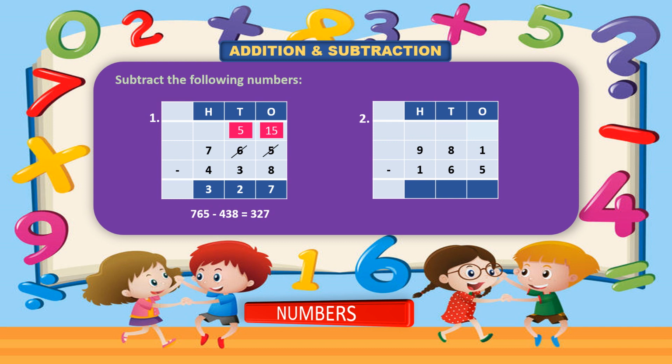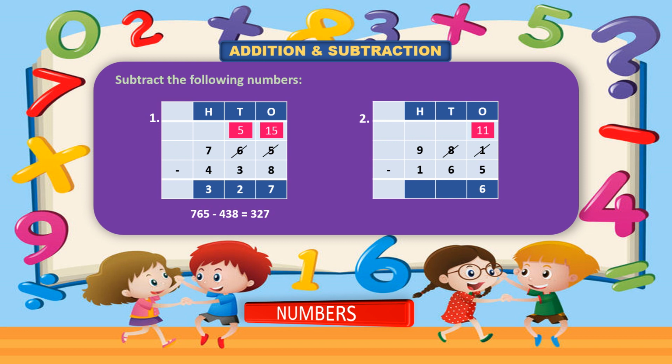First, subtract ones place. Here we cannot subtract 5 ones from 1 one. So we take 1 ten from 8 tens and regroup it. Then 10 ones, add it to 1 one. Now we have 11 ones. Subtract 11 ones minus 5 ones is equal to 6 ones.